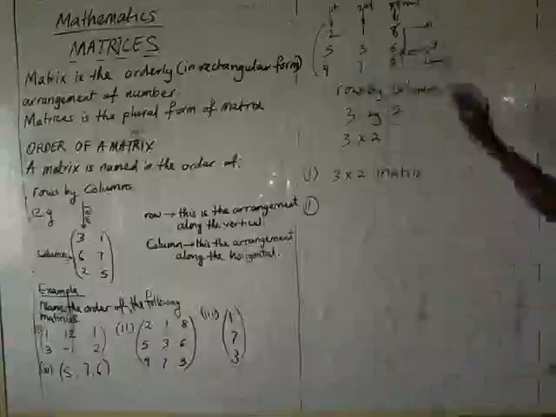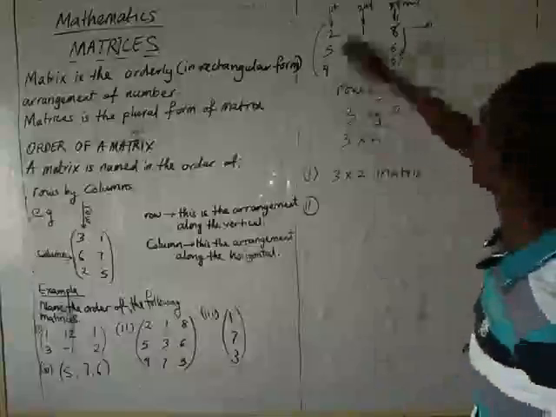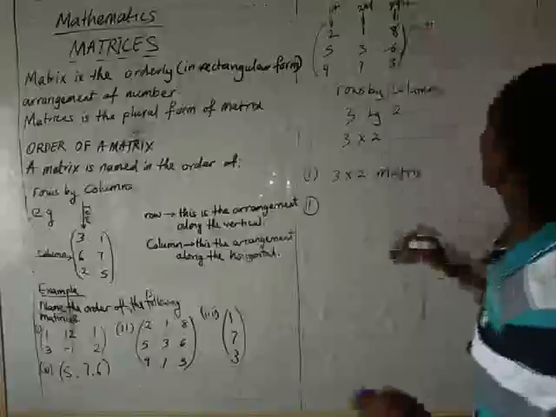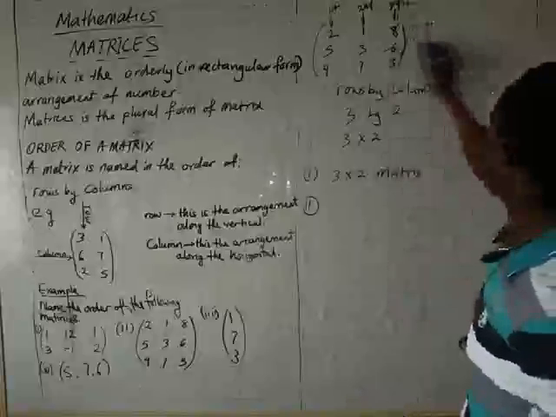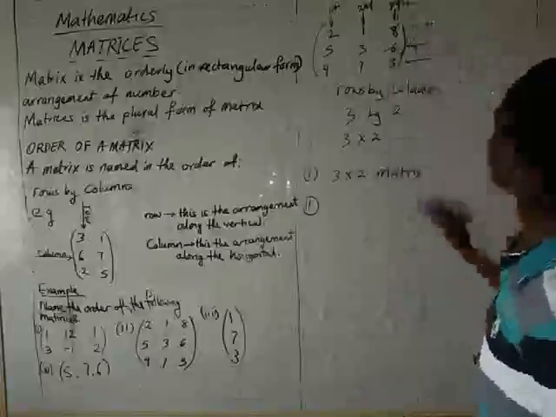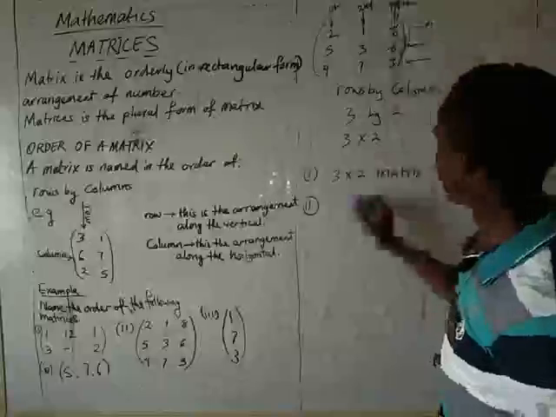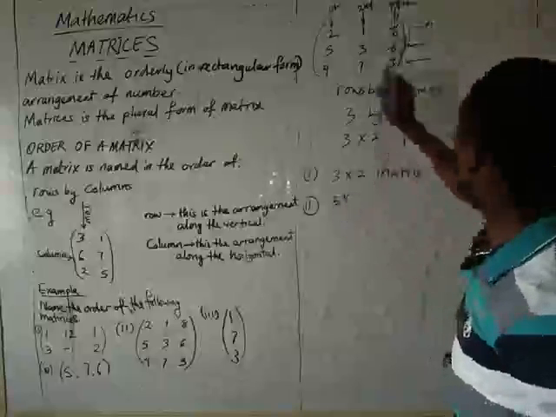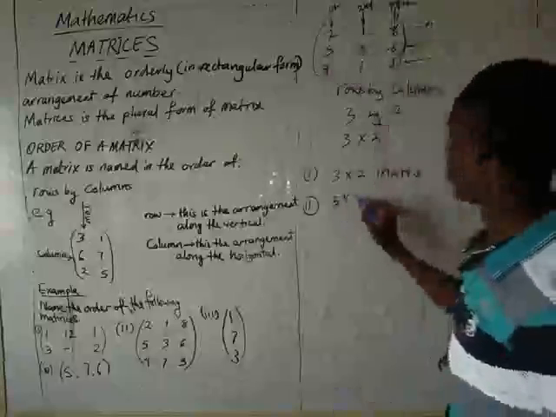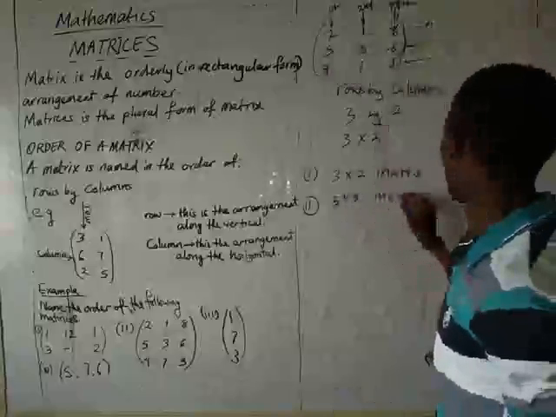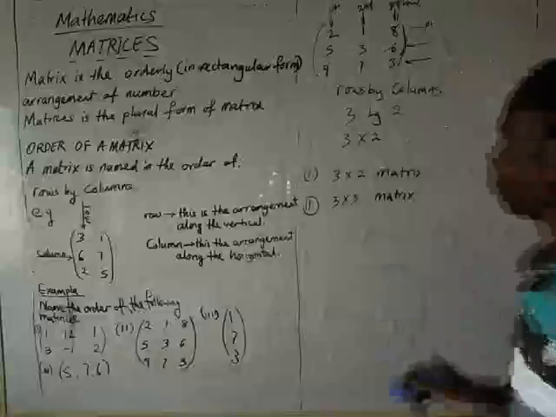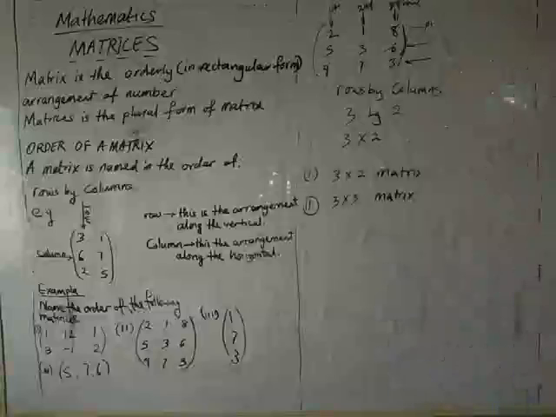Now let's check. I have how many rows? 1, 2, 3. How many columns? 1, 2, 3. So checking by that, we have 3 rows by 3 columns. That's a 3 by 3 matrix. Now go to the third one.